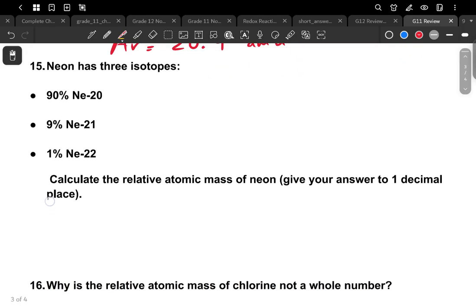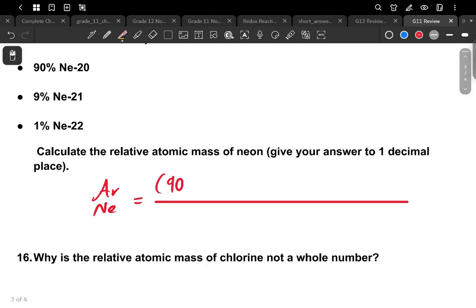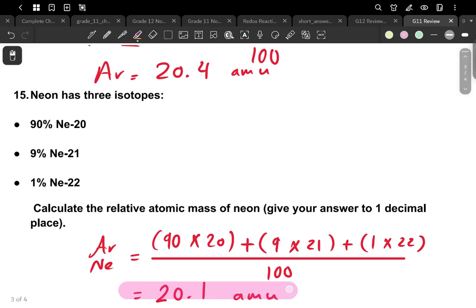Neon has 3 isotopes and the information is given. Calculate the relative atomic mass. Again, the Ar of neon equals the first percentage, 90%, multiplied by 20, plus the second percentage, which is 9%, multiplied by 21, plus the third percentage, which is 1%, multiplied by 22, divided by 100. You can work this out on the calculator and you will find that it equals 21 AMU, atomic mass unit. This is the final answer. Okay, guys.